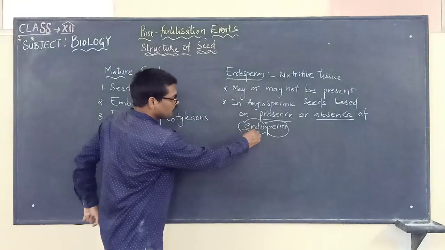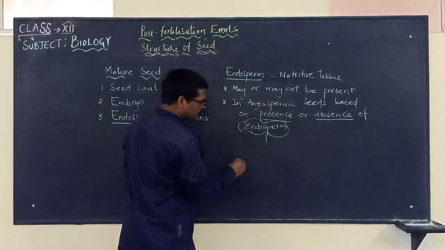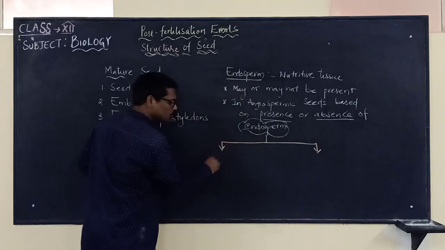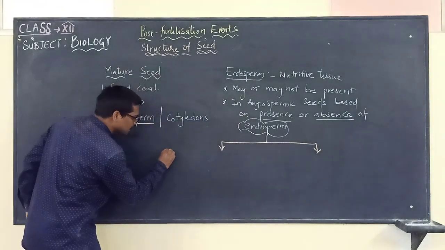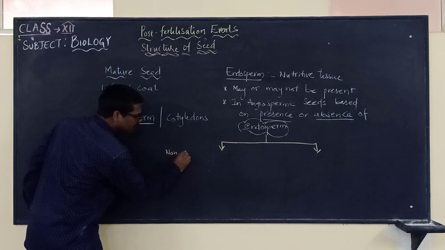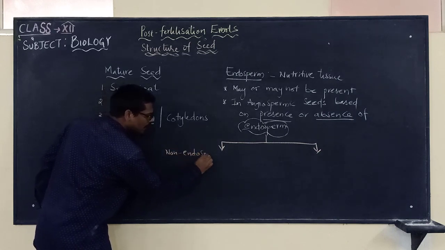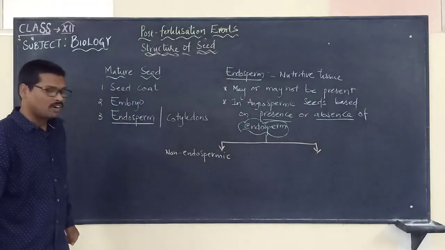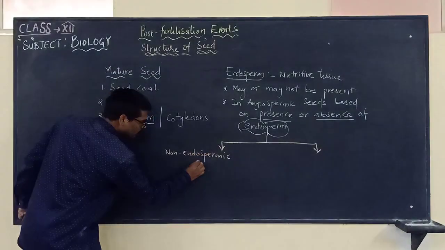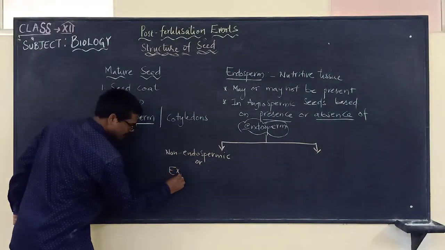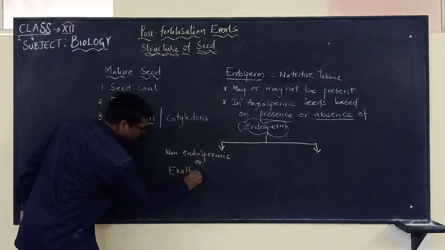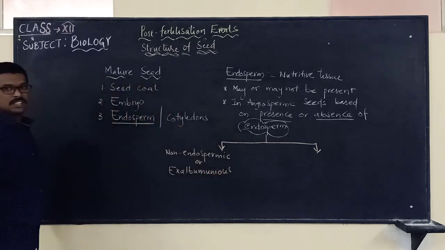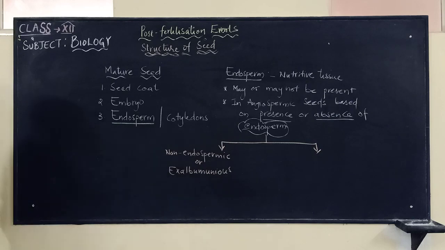The first one, we can say, is non-endospermic seeds. Non-endospermic seeds are otherwise called what? Ex-albuminous seeds. Ex-albuminous seeds.